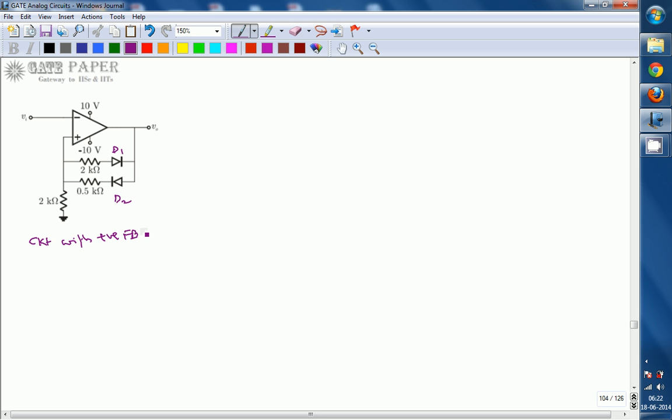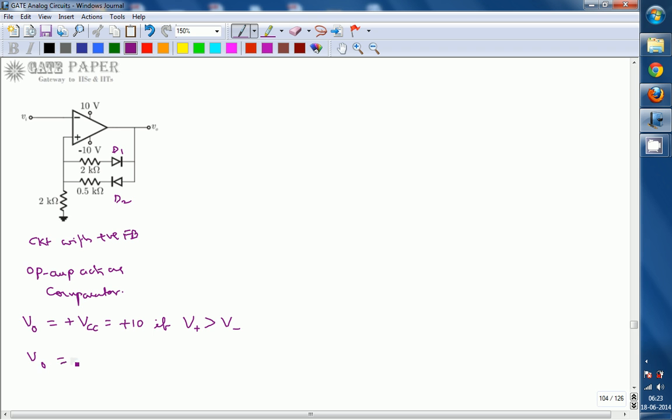Whenever a circuit has positive feedback, the op-amp acts as a comparator. The operation of a comparator is that the output voltage is either at positive maximum or at negative maximum, based on which input is dominating. So V0 is equal to plus VCC, which in our case is plus 10 volts, if V plus, the voltage at the non-inverting terminal, is greater than the voltage at the inverting terminal.